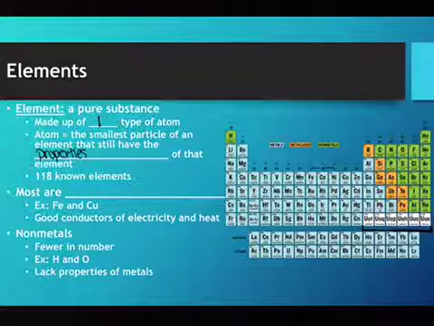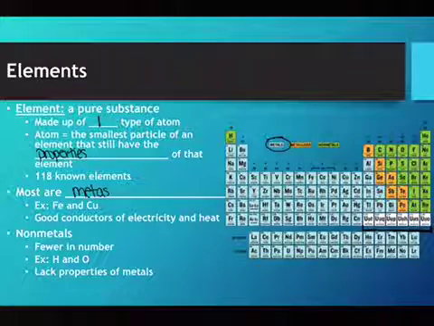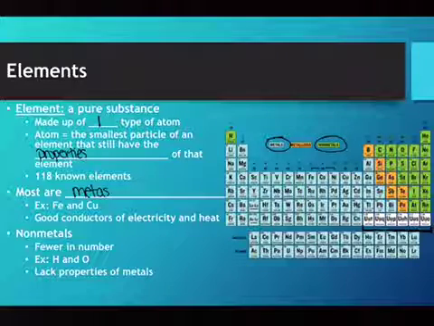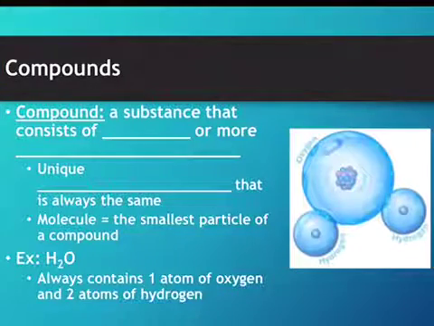Most elements are metals. As you can see from the periodic table, the metals are shaded in the blue. So examples of metals are iron and copper, and they are good conductors of electricity and heat. Non-metals, there's fewer of them. If you notice, they're in the green on the periodic table, like hydrogen and oxygen, and they do not have the properties of metals. They cannot conduct electricity or heat.